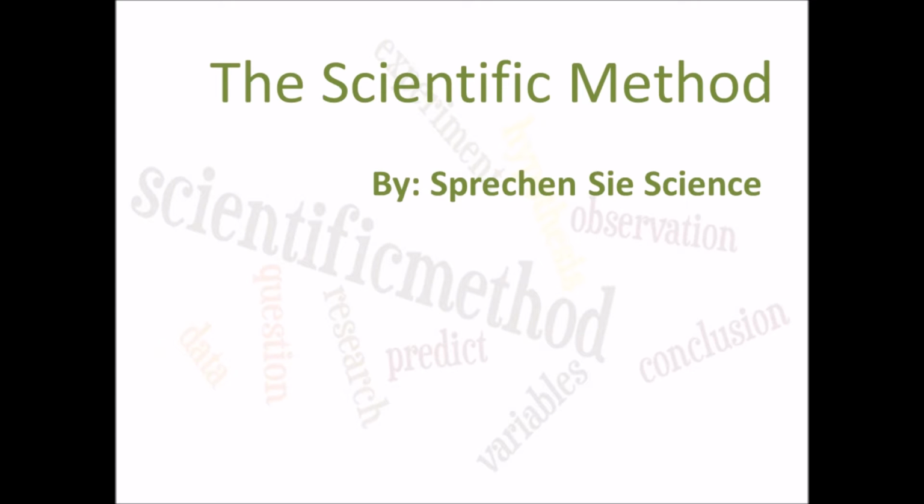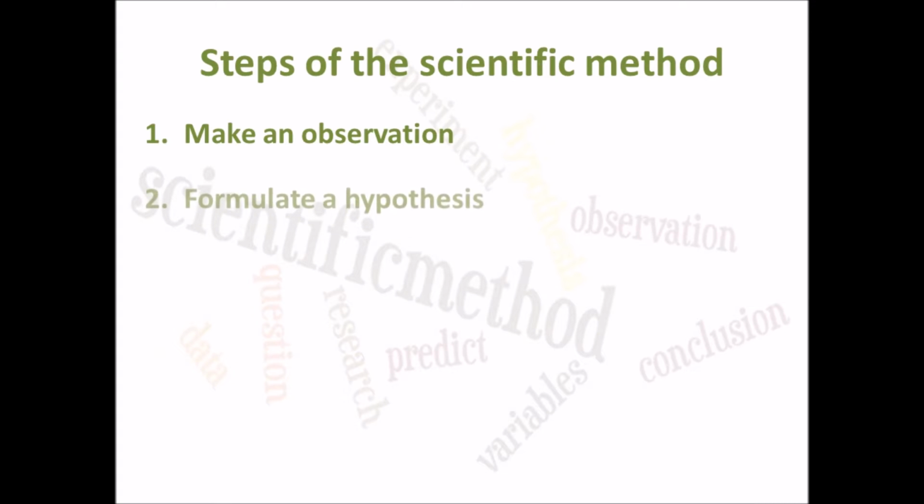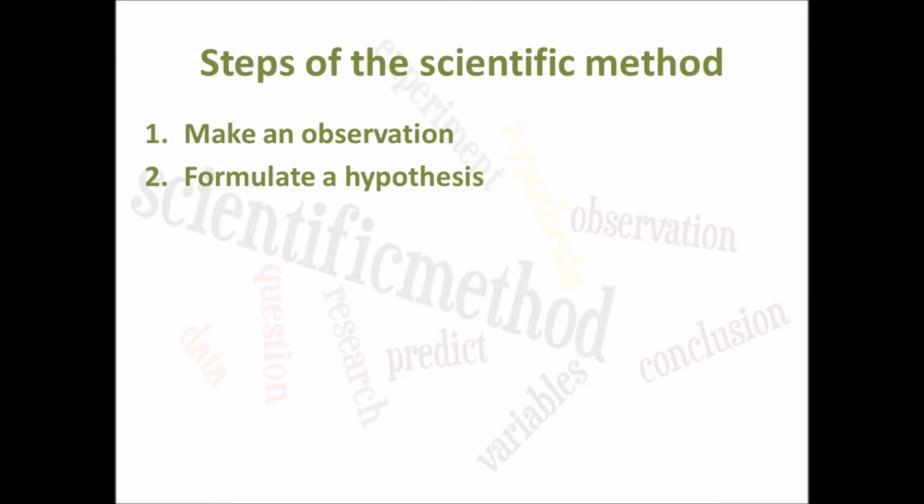This time, Sprechen Sie Science returns to discuss the scientific method. As you know, the scientific method is defined as a systematic approach that is used by scientists to solve any problem. It is composed of 5 basic steps, the first of which is making an observation. Make an observation about something which sparks your interest, and in hopes to answer a question about this observation, you go ahead and formulate a hypothesis.